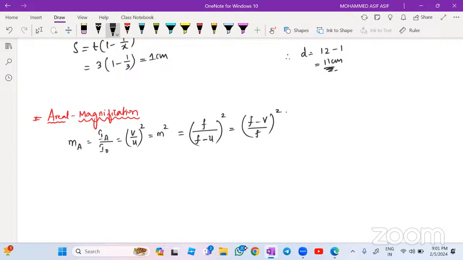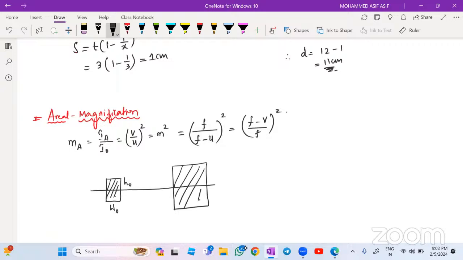Like say for example, this is your axis, and in front of this axis there is an object. So height of the object is h naught and width of the object is w naught. If I'm talking about its magnification, this is right now for me the magnified part. So its image will become, width of the image will be equal to m times the width of the object, and height of the image will be equal to m times the height of object. This is known as your areal magnification.